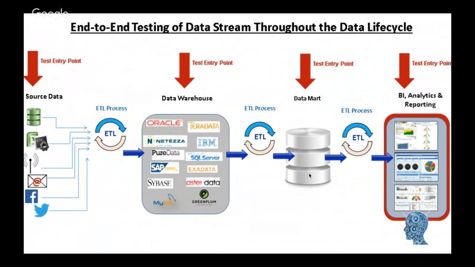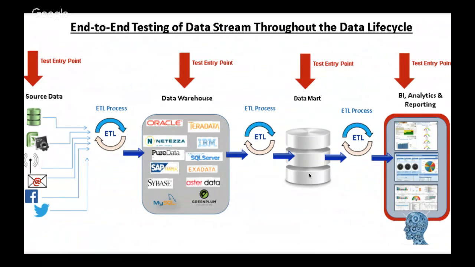And finally, from the data mart, again, we perform the ETL process, which includes extraction, transformation, and loading, and extracting the right kind of information, which will then be used for BI analytics and reporting. So the reports or analytics or BI information which is extracted, this is the target one.